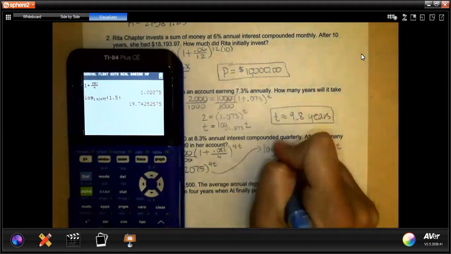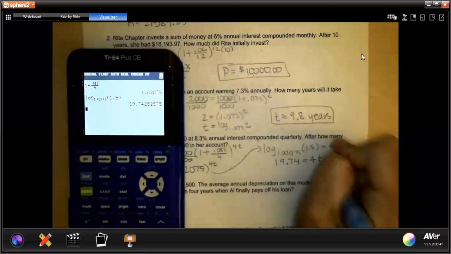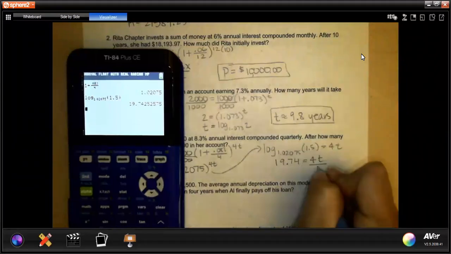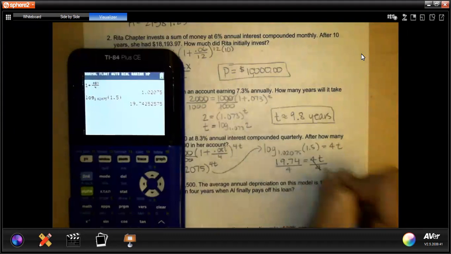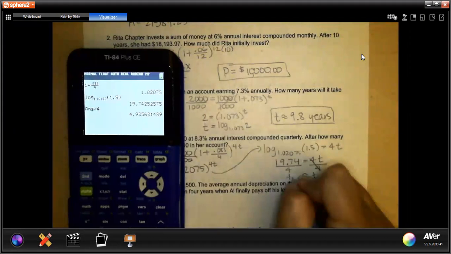That gives me 19.74 is equal to 4 times t. My last step would be to divide by 4. And so t is 4.9 years.